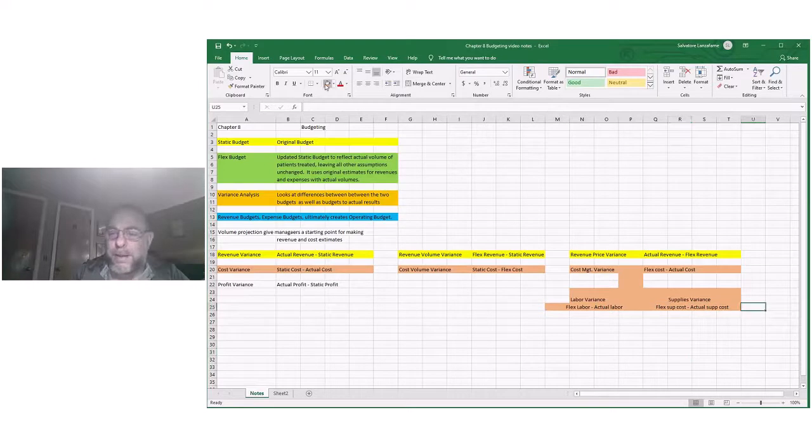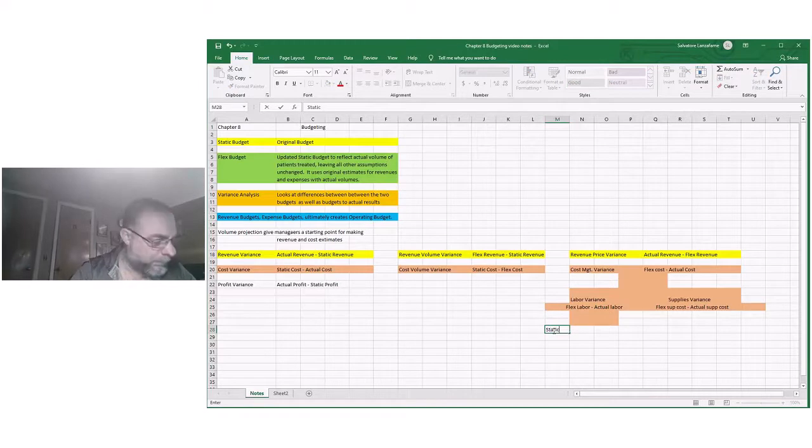So we could actually break down the cost management variance or the management variance into different types of costs. So this is the generic way to do it, but we can also go into a lot more detail and look at just labor. We can also look at supplies. When looking at labor, let me break this down a little bit more. We can go static information minus actual.